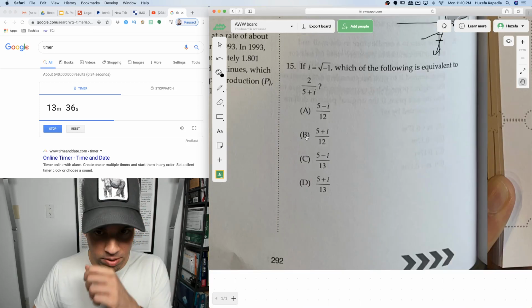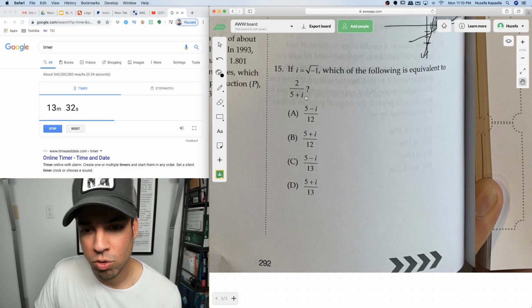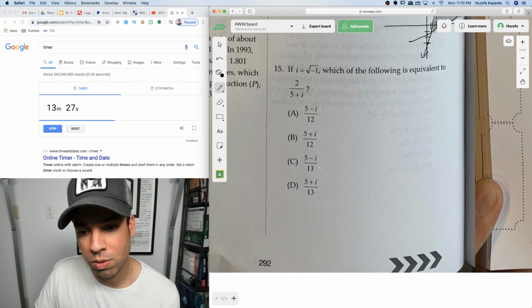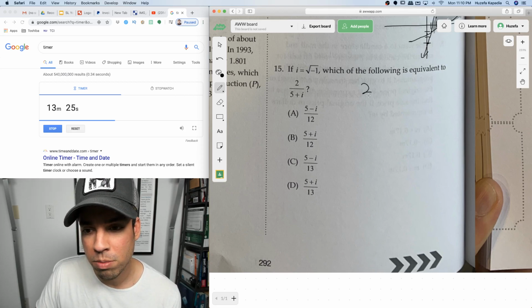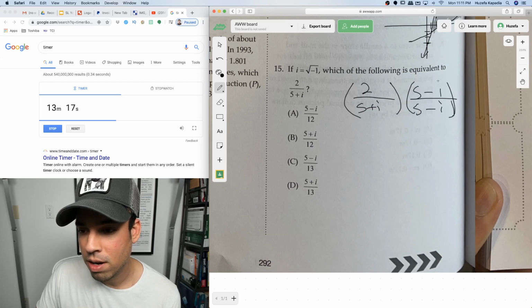All right, 15. If i equals square root of negative 1, which of the following is equivalent to 2 over 5 plus i? So look, I already know what they're trying to do here is they're just trying to get rid of the radical in the bottom, the imaginary in the bottom. So it's 2 times 5 plus i. And then I'm going to multiply by the complex conjugate, which is 5 minus i, right? 5 minus i. Again, I get 10 minus 2i.